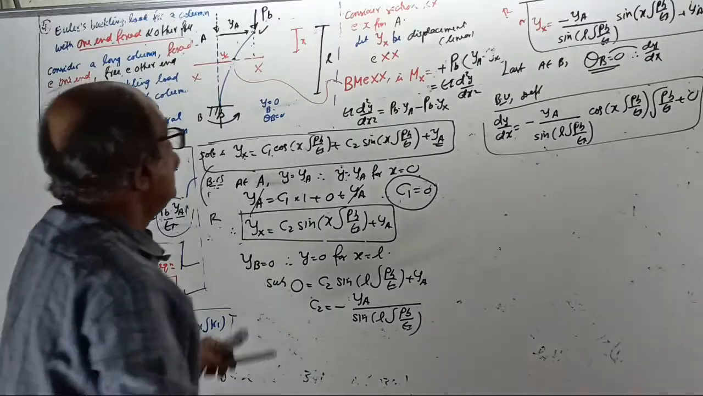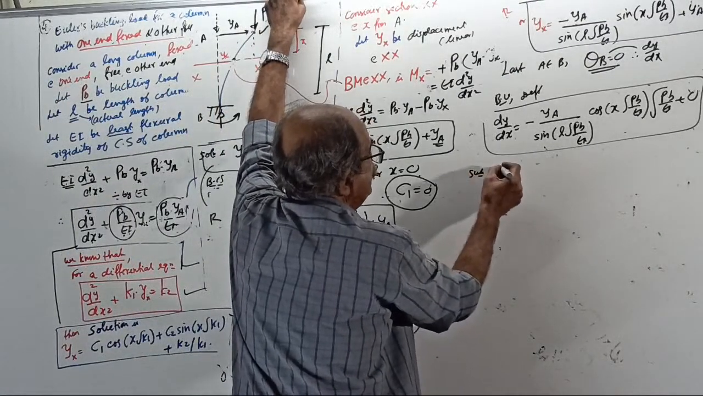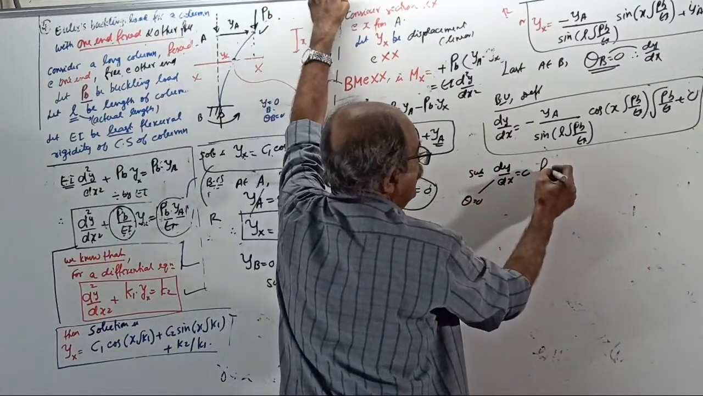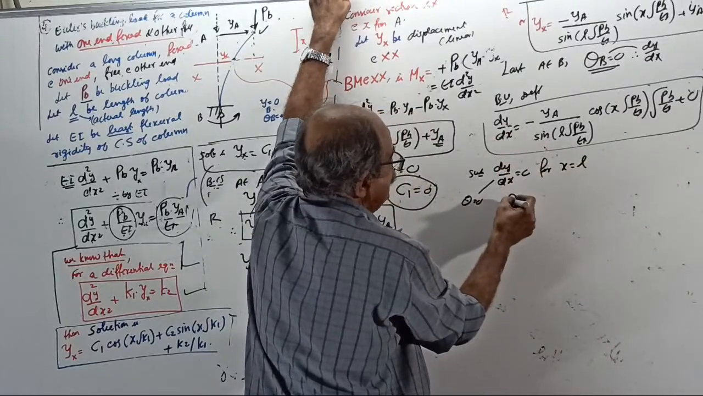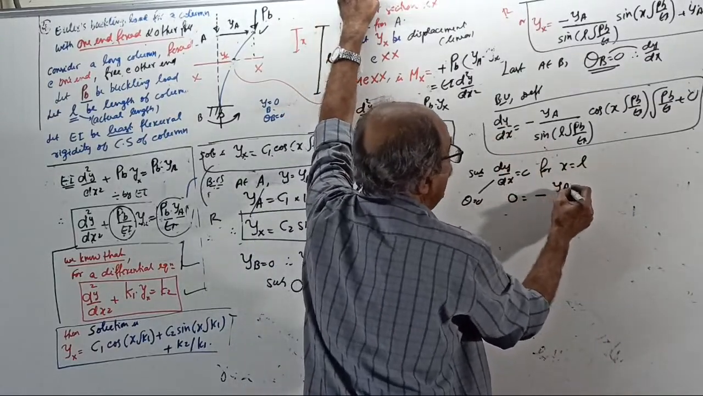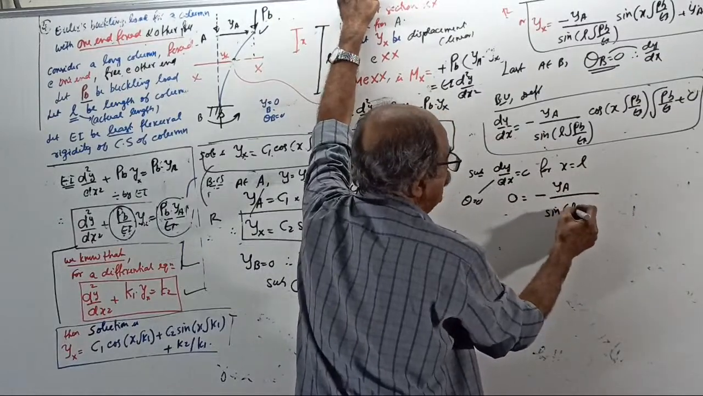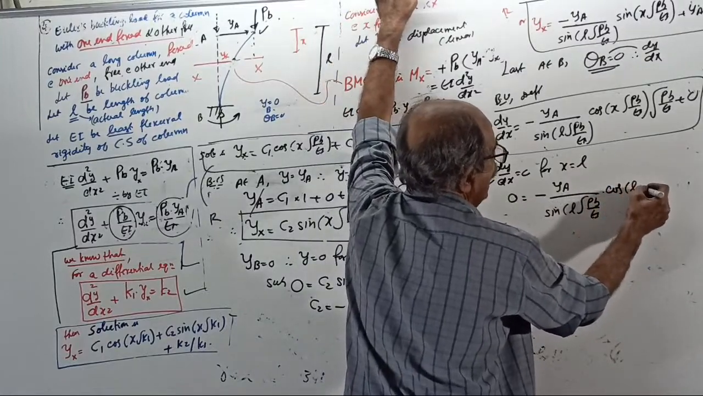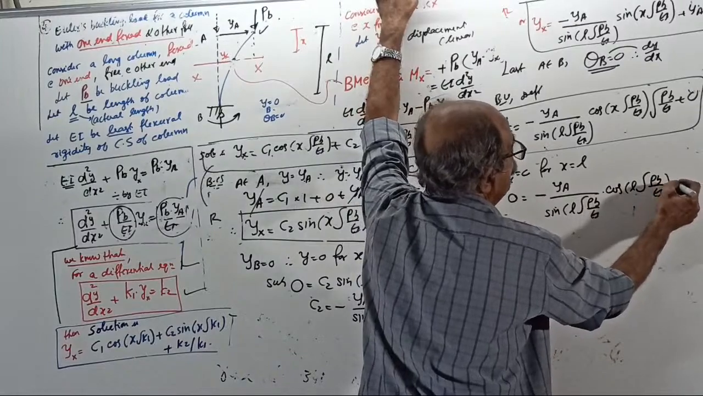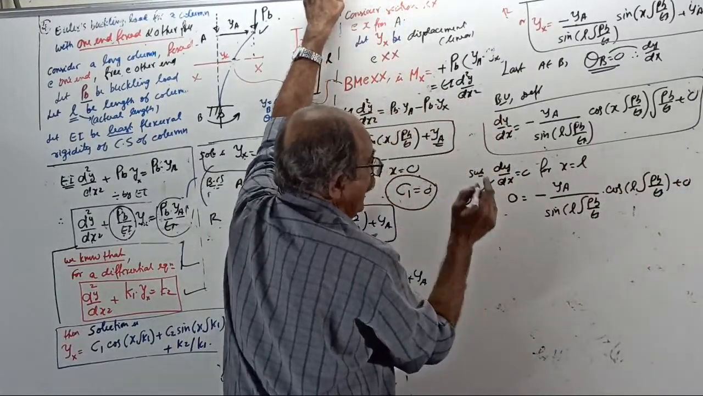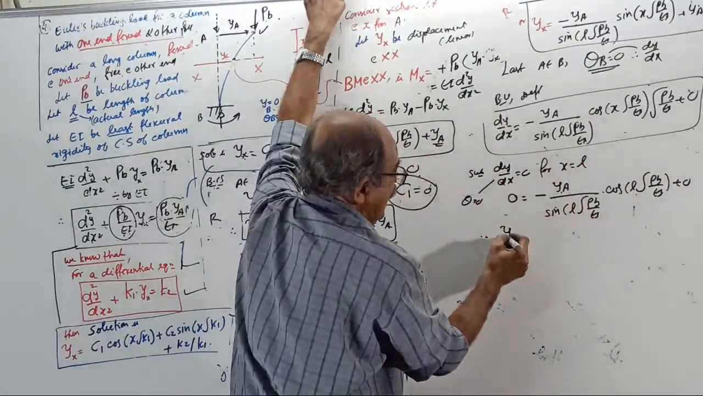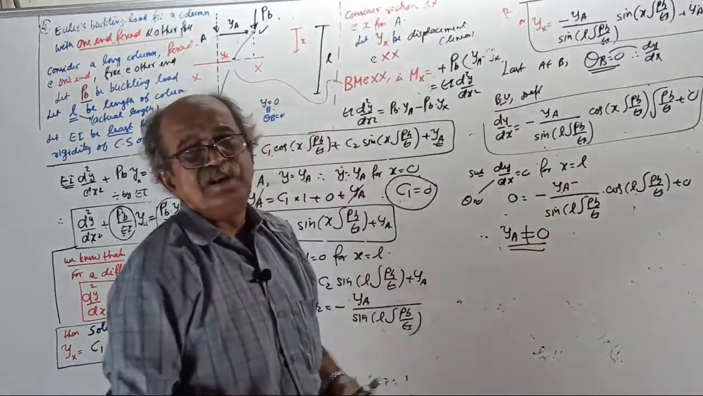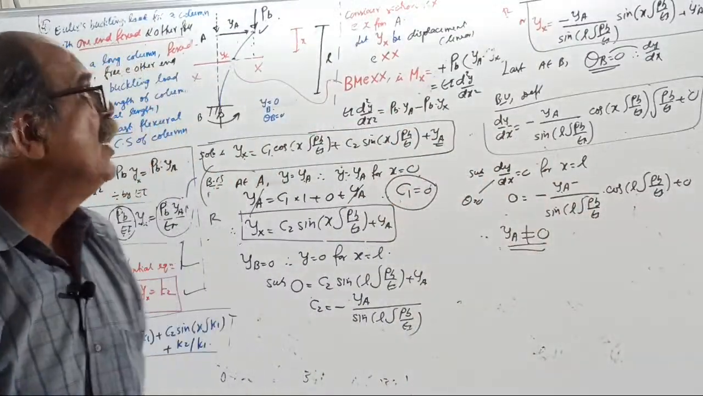Now substitute dy by dx equal to 0, that is theta equal to 0, for x equal to L. What do you get? 0 equals minus Ya by sin(L√(PB/EI)) into cos(L√(PB/EI)) plus 0. Therefore, Ya cannot be 0. Tell me why. Simple reason.